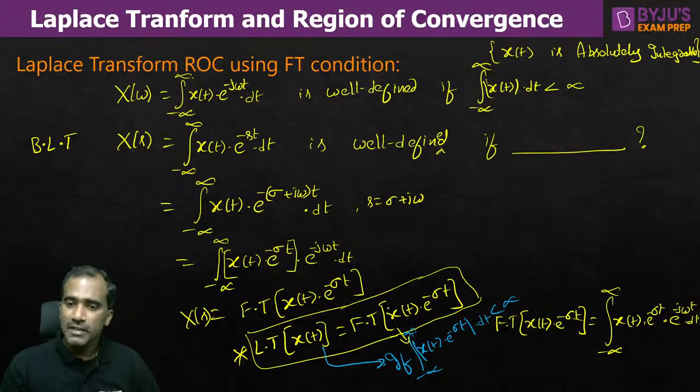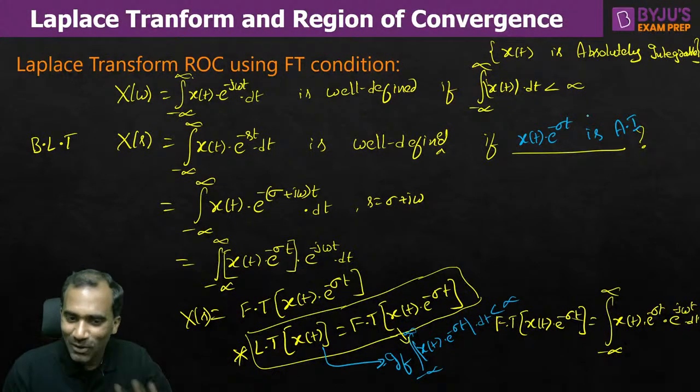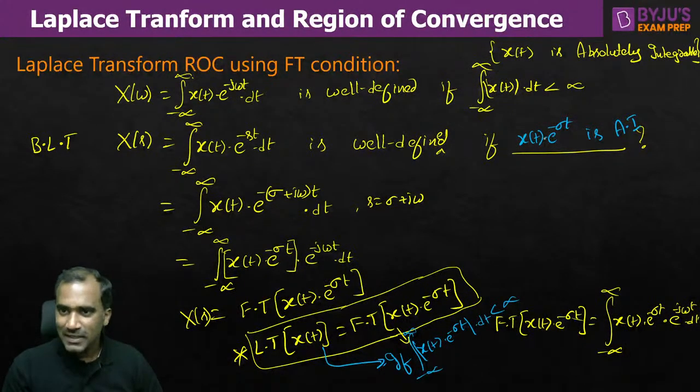When is this well defined? This is well defined only when x of t into e power minus sigma t is absolutely integrable. Under this condition, this will be well defined, and this also will be well defined. So Laplace transform X of s is well defined if x of t into e power minus sigma t is absolutely integrable. That is the condition. Whatever we have written here, that itself is ROC. Okay, we'll talk about it in detail. But this is the core part that we have to understand.